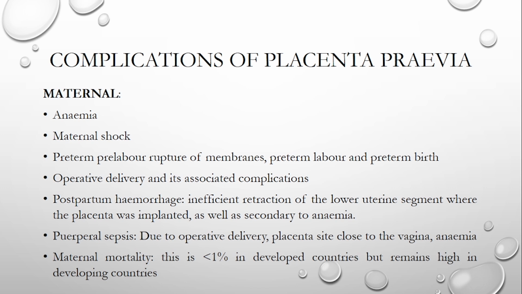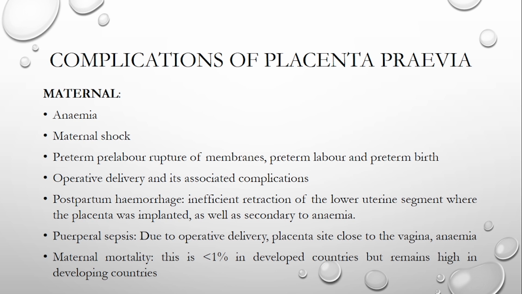Operative delivery increases because usually when problems arise, they could pose problems to the fetus or the mother, and there may be an intention to deliver prematurely. So operative delivery increases as a result of the associated complications. Postpartum hemorrhage is another maternal complication due to inefficient retraction of the uterine segment where the placenta was implanted, as well as to secondary anemia.